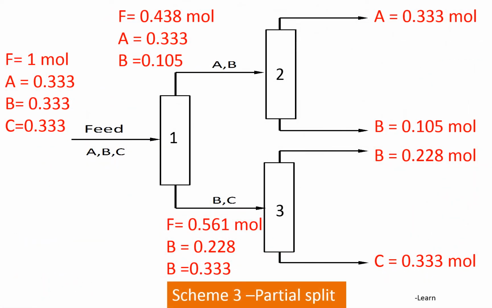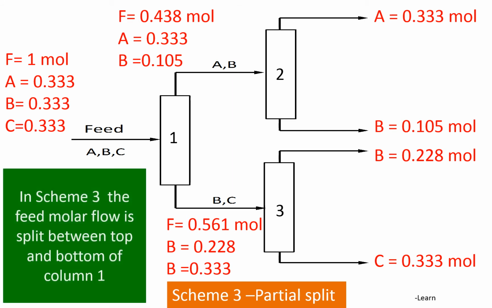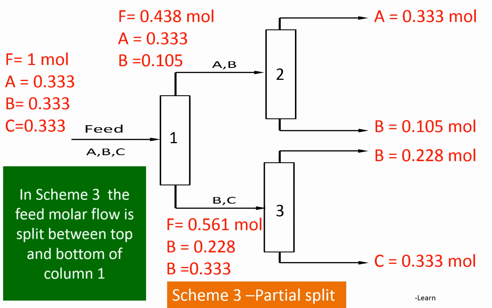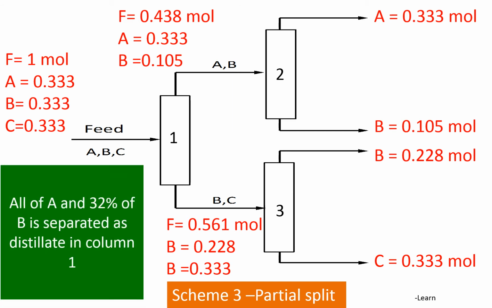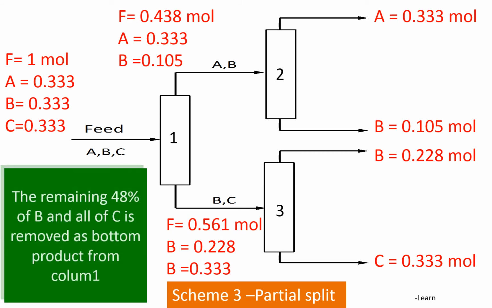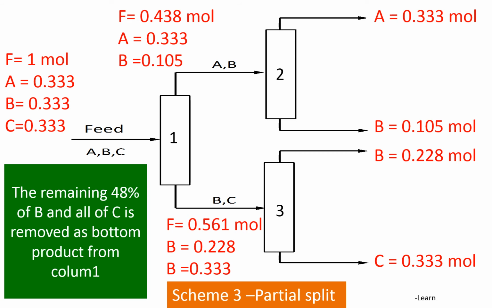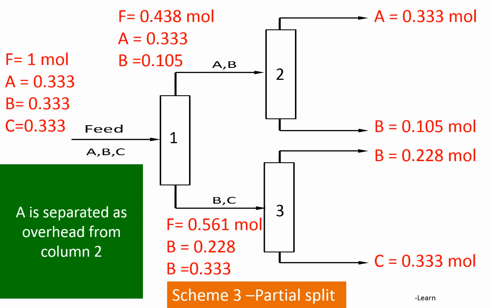In scheme 3, the feed molar flow is split between top and bottom of column 1. All of A and roughly 32% of B is separated as distillate in column 1. The remaining 48% of B and all of C is removed as bottom product from column 1.